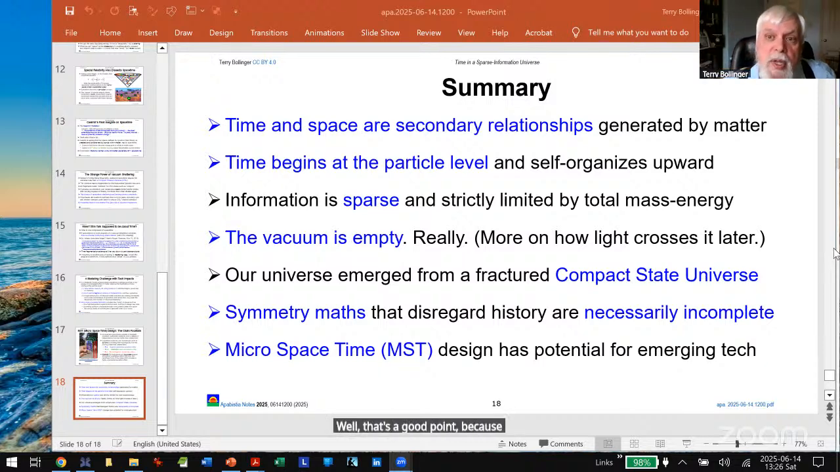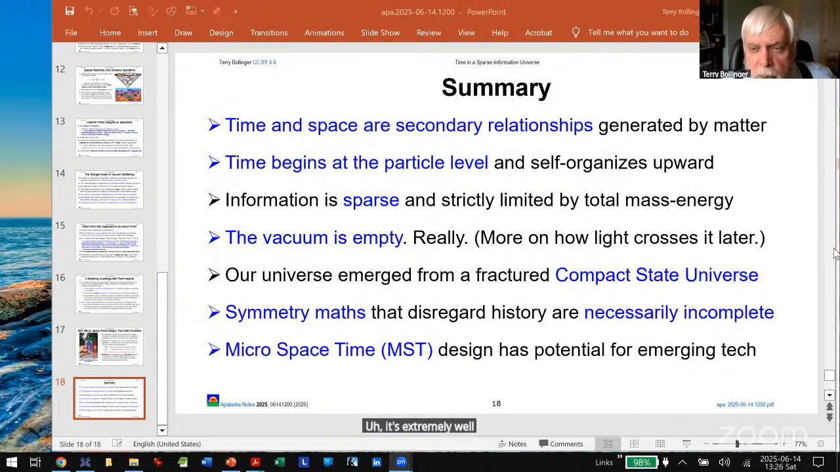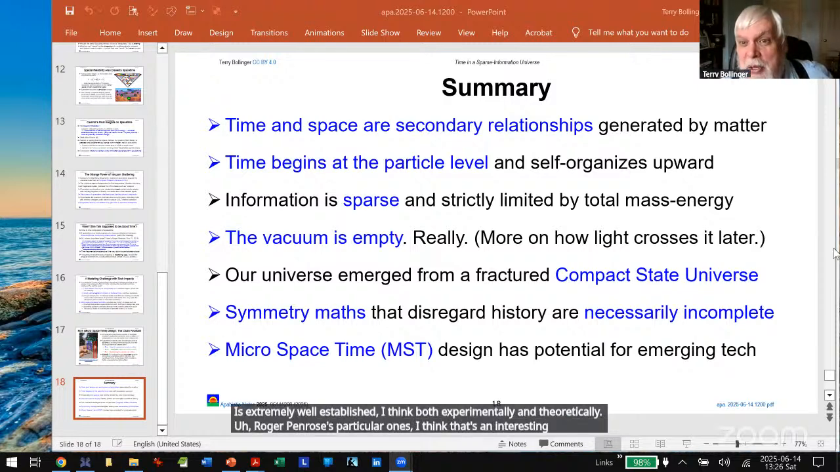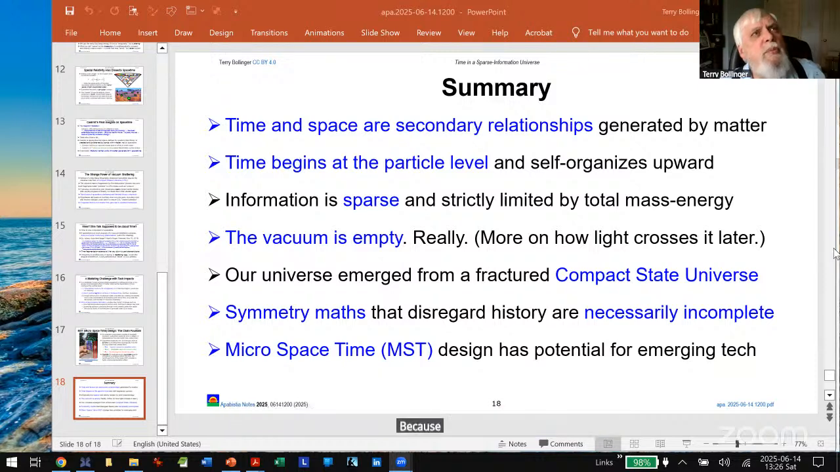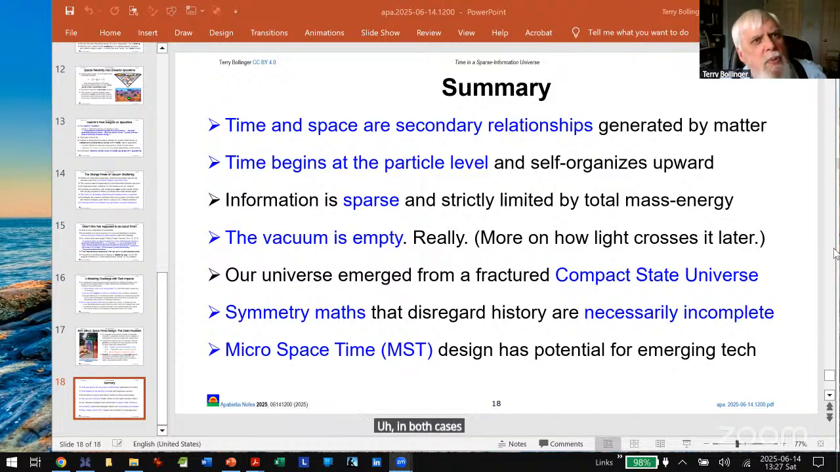Well, that's a good point. The idea of a frequency of mass equal to frequency is extremely well established, I think, both experimentally and theoretically. Roger Penrose's particular ones, I think that's an interesting one, and I'm going to blame Roger Penrose a little bit. He made his equivalence system. What would be the equivalence on that? Because in one case, E equals mc squared, you're talking about rest mass, but you're also talking about the gravitational mass. Feynman uses a somewhat different argument for describing the relationship. In both cases, they wind up with a mass frequency.